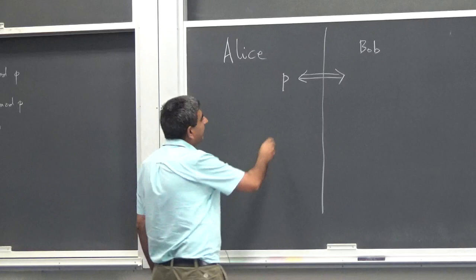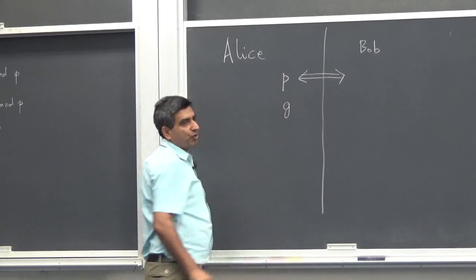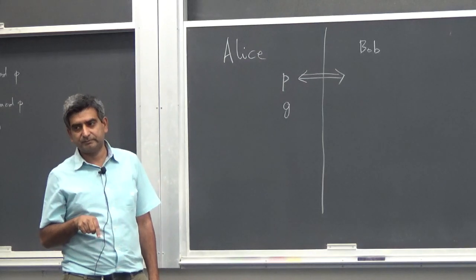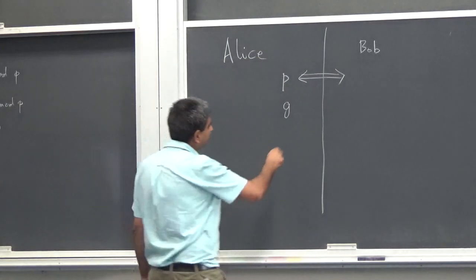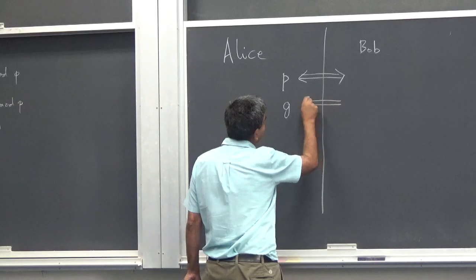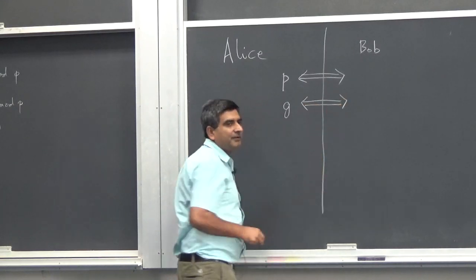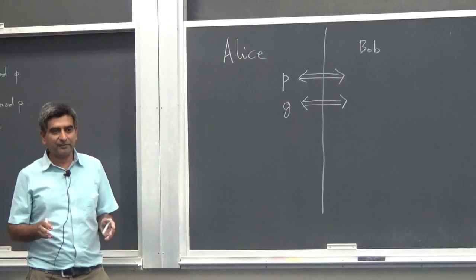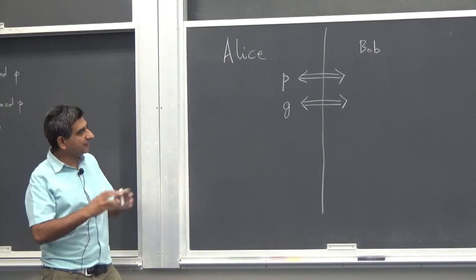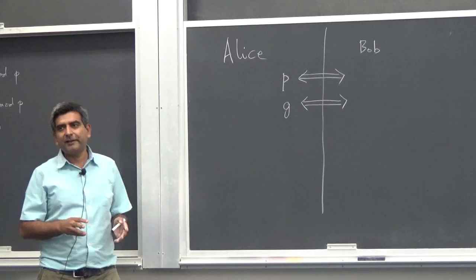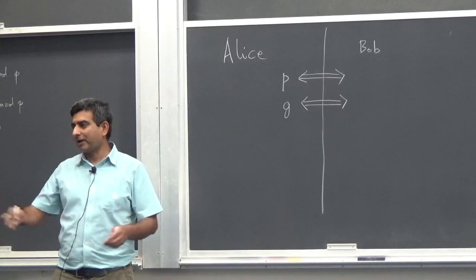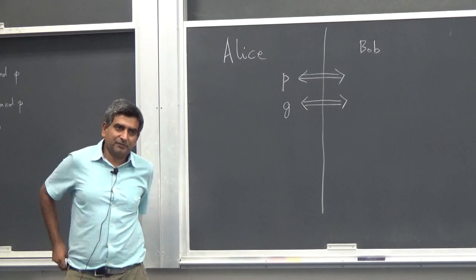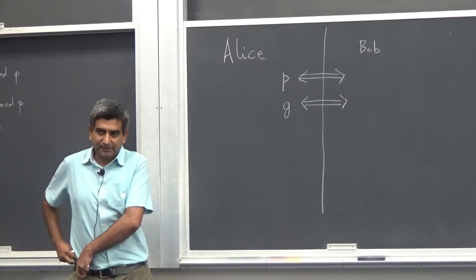Then they pick a primitive root mod p, some g of that p, and they also announce this. So p and g are now known to Alice and Bob, and they share the same p, the same g, and it might also be broadcast on a public channel, so it's susceptible to eavesdropping. It can be intercepted, in other words.